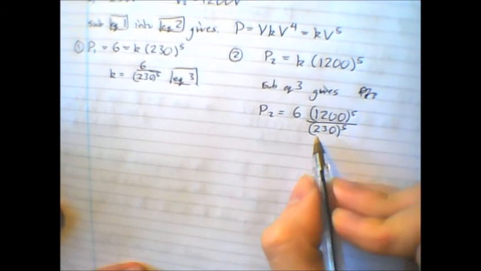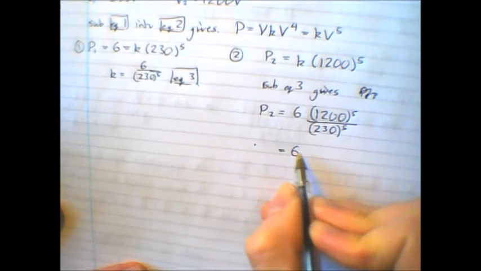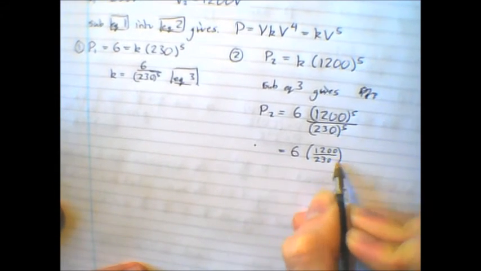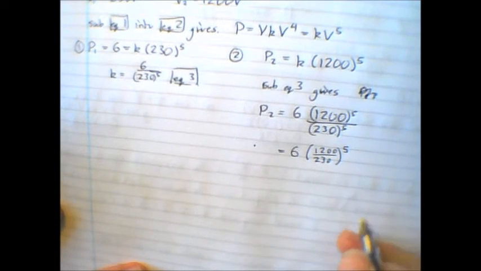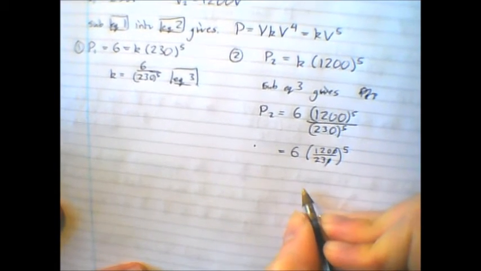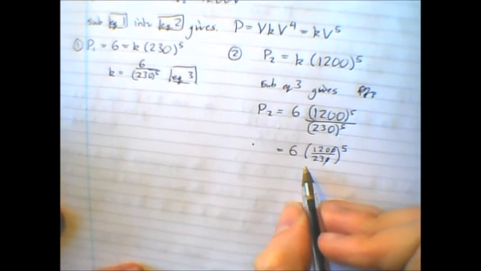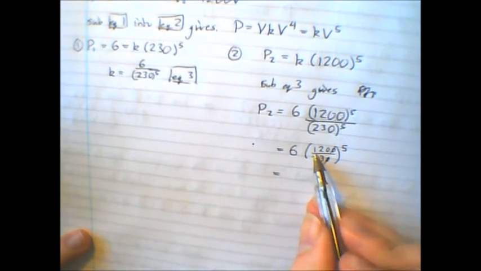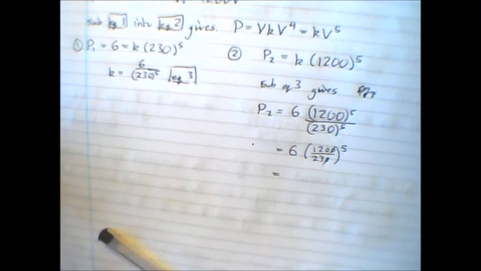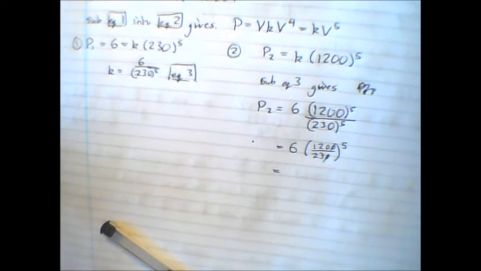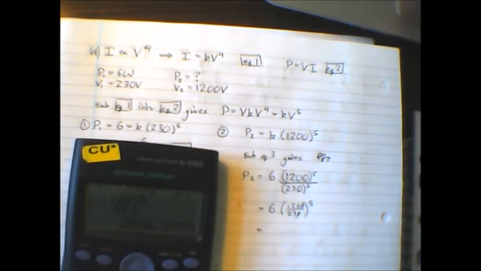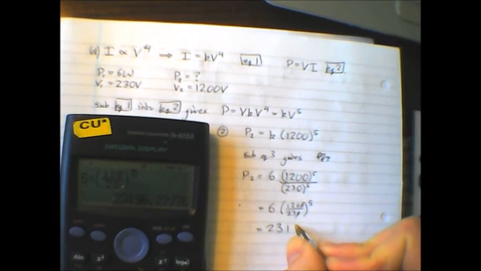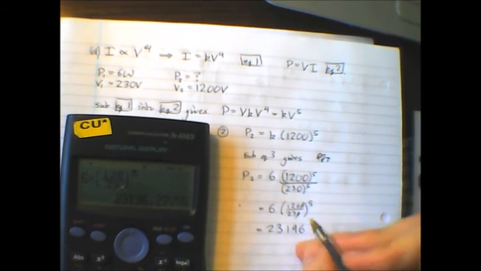So now this is great because I can change that to be 1200 over 230 and then all to the power of 5, because you can do that with powers. Then I can start cancelling these out, and now I'll use my calculator to work out 6 times 120 over 23 to the power of 5. So I just put that into my calculator, and the raw figure I get is 23196 and then some stuff.